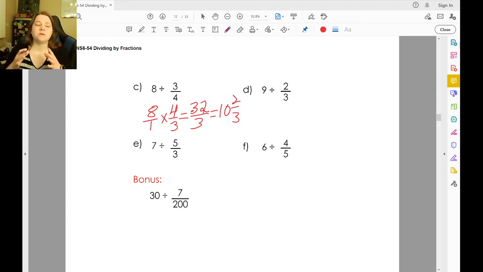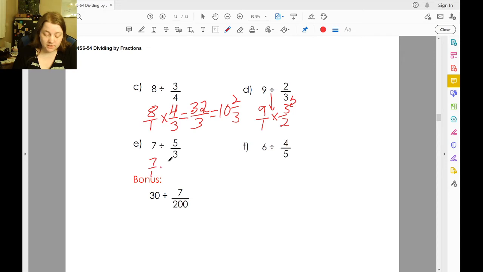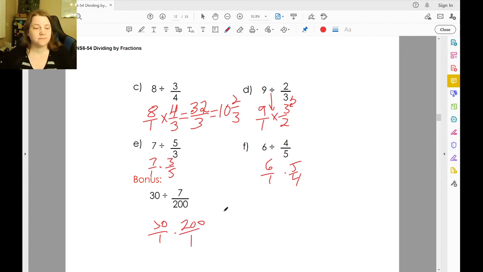So let's just look at what multiply the reciprocal looks like for the rest of this. We're not going to solve the rest of these. 9 divided by 2/3 becomes 9 over 1 times 3 over 2. You can see that we flip-flopped. We multiplied the reciprocal. Let's multiply the reciprocal for letter E. That becomes 7 over 1 times 3 over 5. Letter F becomes 6 over 1 times 5 over 4. Bonus becomes 30 over 1 times 200 over 7.